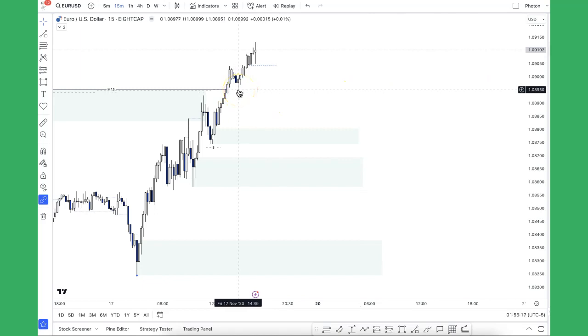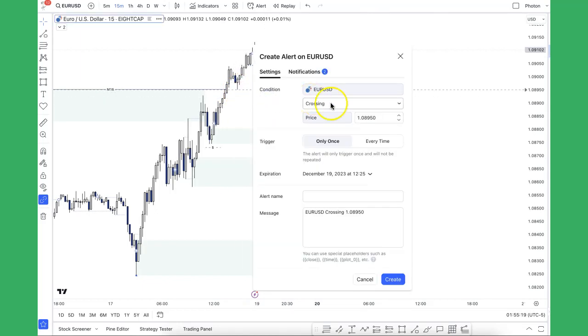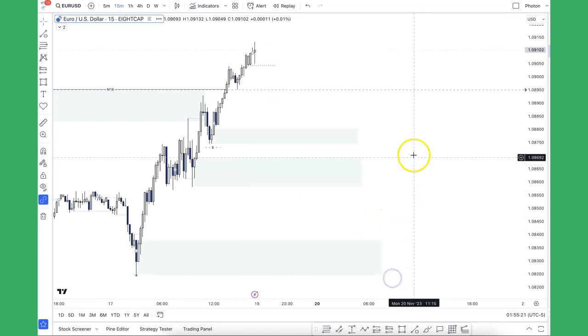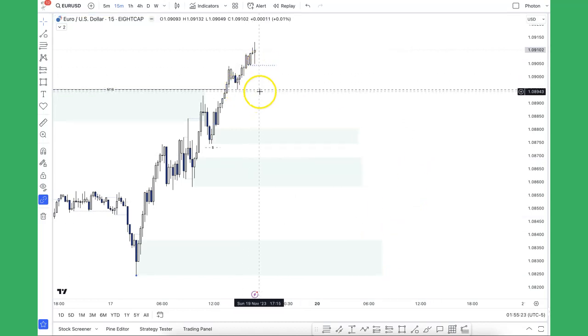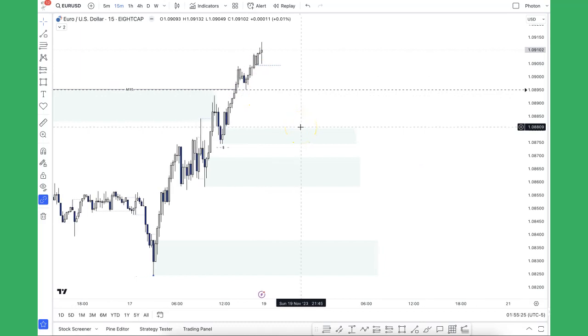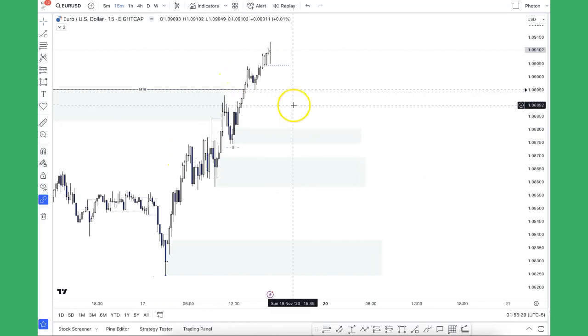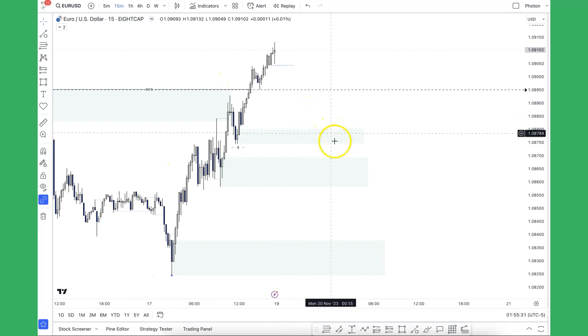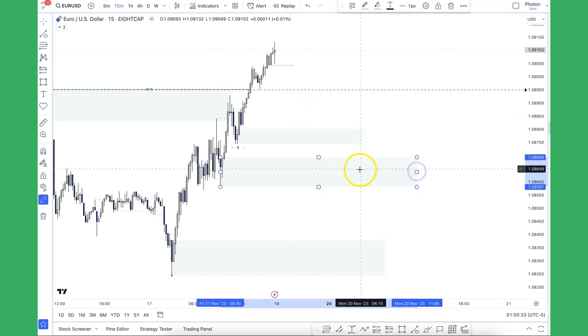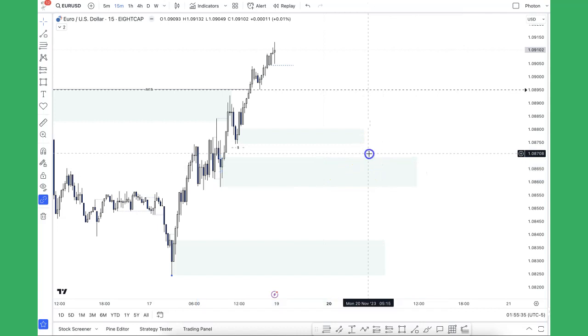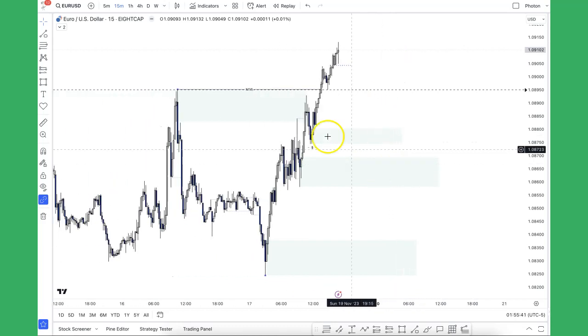I will just add an alert here, and I say, okay, I want to be alerted as soon as price crosses this. So that's my first cue to say that the pullback phase on the M15 has started. And then when price pulls into this, that's when I want my second alert to go on, that maybe price is now ready to move up. So I'm going to be having a bullish bias when we come into London next week.